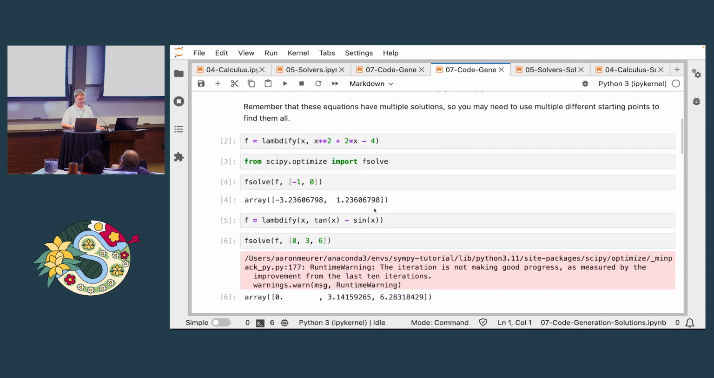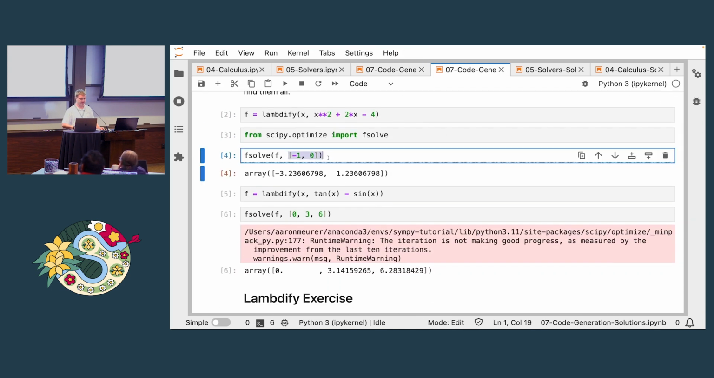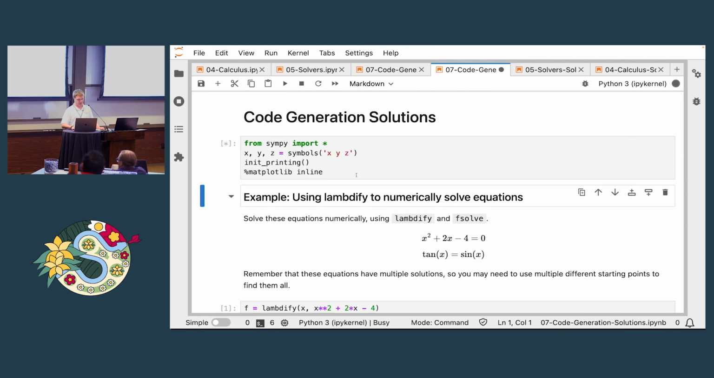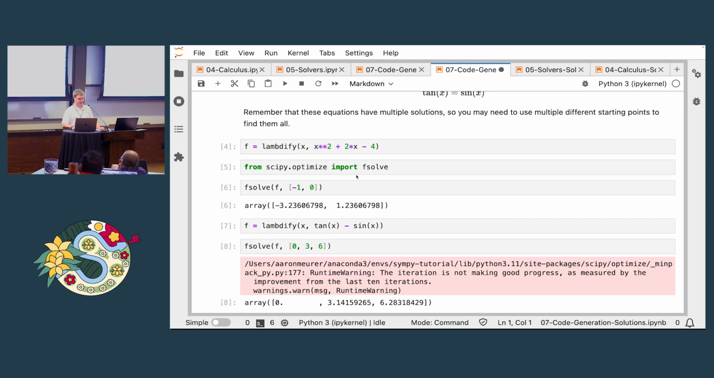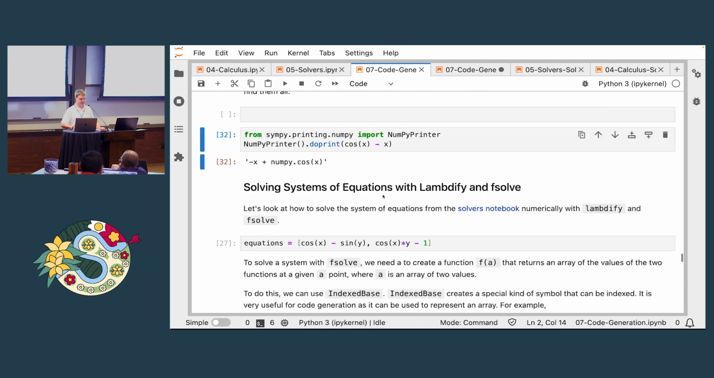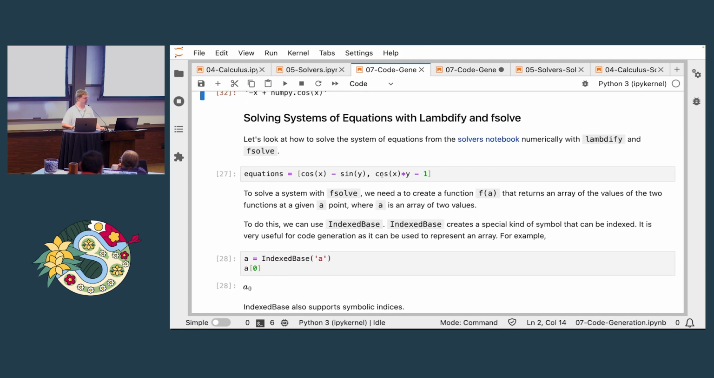So yeah, here's the solutions. fsolve, if you read the documentation, supports a list of starting points. So that's how you can use it to find multiple solutions. Obviously, unlike SymPy, you're not going to be able to find an infinite solution set. So maybe that's one advantage of a symbolic system over a numeric system.